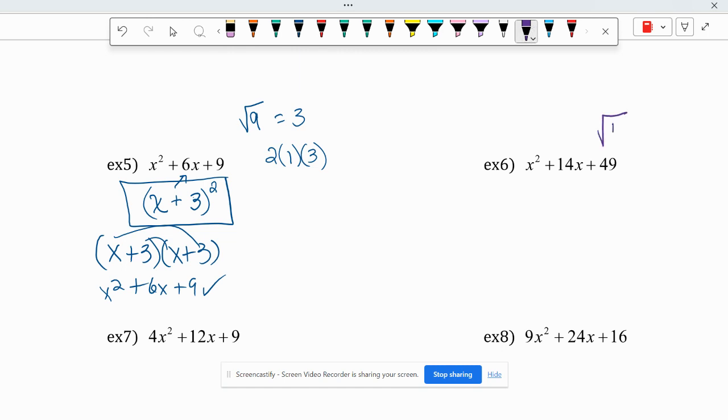What's the square root of 49? 7. It's 7. Okay, so I'm going to do 7 plus. Let's look at this b term. Does b equal 1, which is my square root of a, times 2, because I said you take 2 times that, times 7? Is that what b equals? Yeah, it is. So this is just x plus 7, the quantity squared.